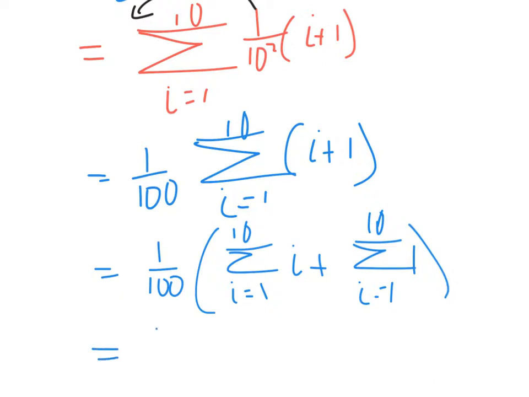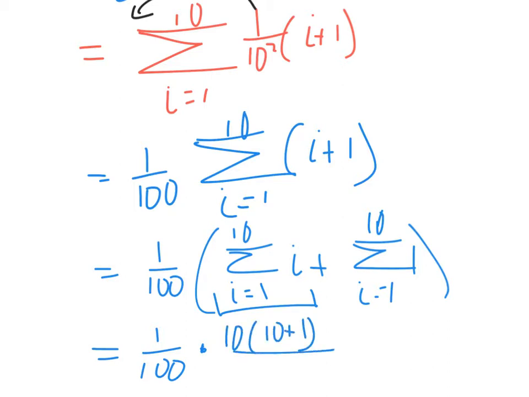So this is 1/100th. This guy right here, it's just going to be 1 plus 2 plus 3 plus 4 plus 5. Well, that's going to be n times n plus 1. In this case, we have n is 10. So it's going to be 10 times 10 plus 1 all over 2. We're just adding up 1 plus 2 plus 3 plus 4 plus 5 all the way up to 10.